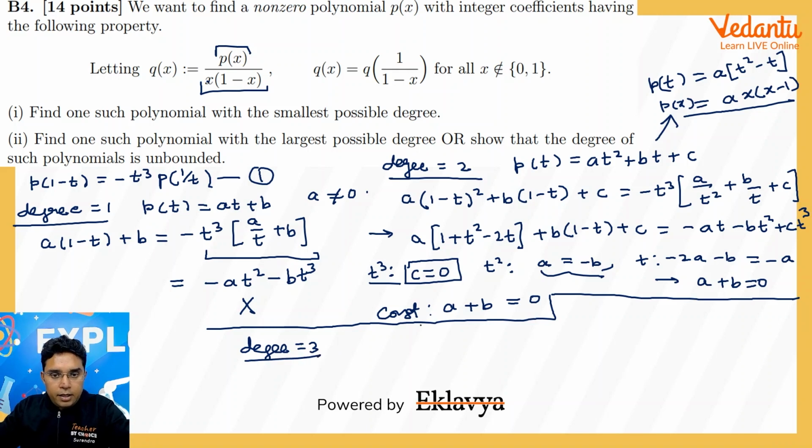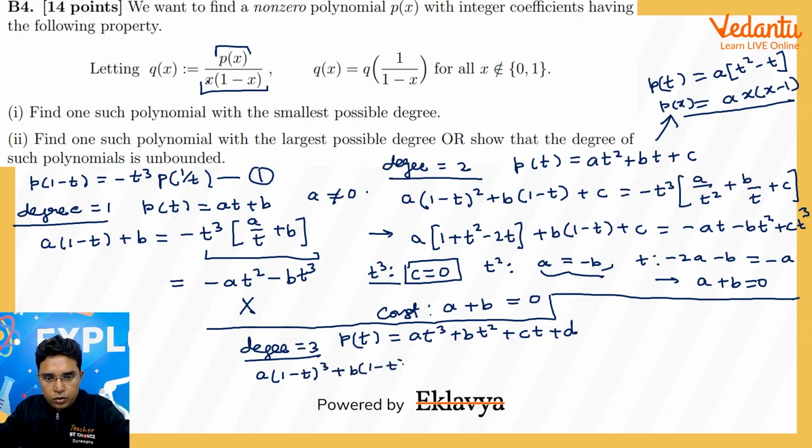When degree will be 3, I think we can take p(t) is actually equal to a into t cube plus b into t square plus c into t plus d. So here this p of 1 minus t from this equation will become a into (1 minus t) whole cube plus b into (1 minus t) whole square plus c into (1 minus t) plus d, and on the right hand side it will be minus t cube into p of 1 by t, that is a upon t cube plus b upon t square plus c upon t plus d.